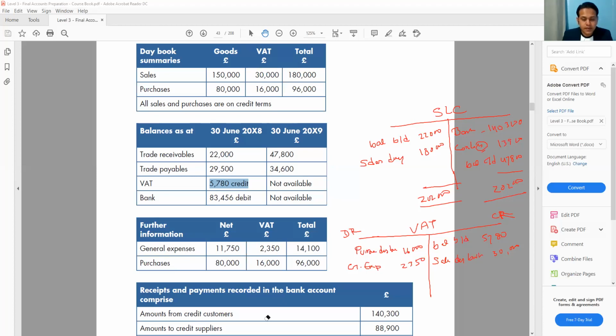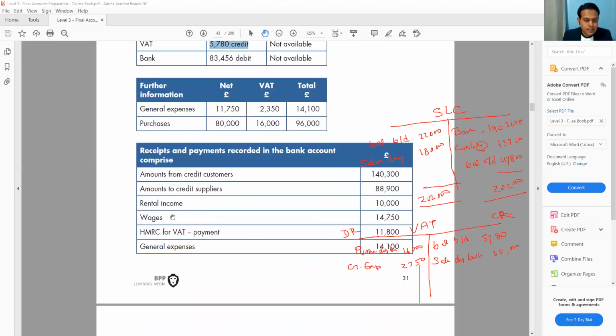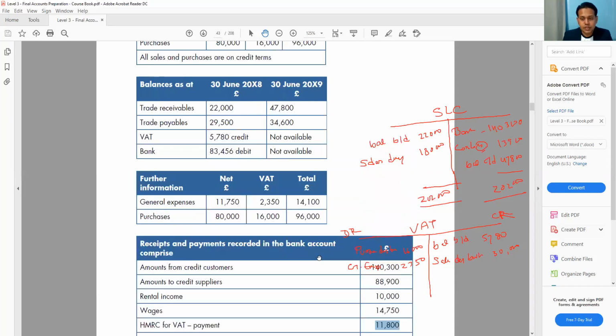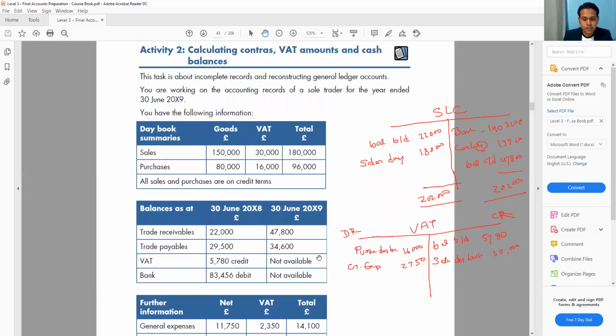Because if there is any VAT I already paid to HMRC, that will reduce my liability. So I can see HMRC for VAT payment, that is 11,800. So this is the money we already paid to HMRC. So that will reduce our liability. So you're going to say yes, this one I'm going to record here. So already payment from the bank, that is 11,800. This is the story of the VAT.